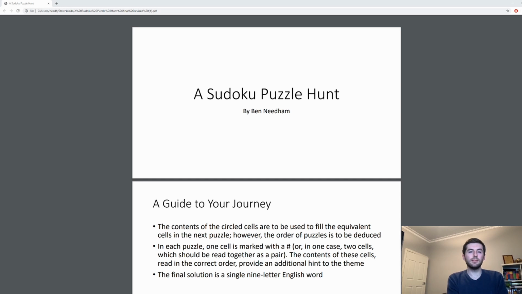My name's Ben, and about 2 weeks ago, Cracking the Cryptic released a Sudoku Puzzle Hunt that I created. Today, we're going to go through the solution to part 1 of that puzzle hunt.